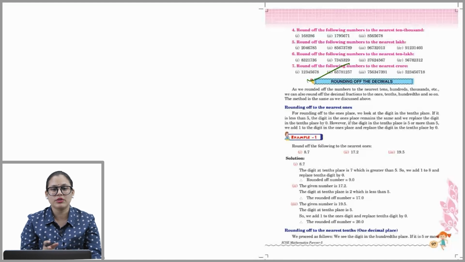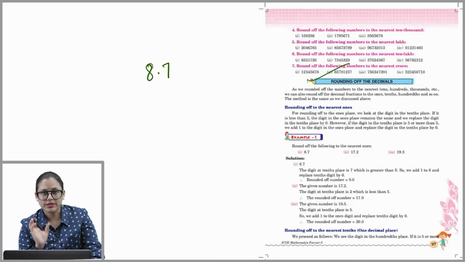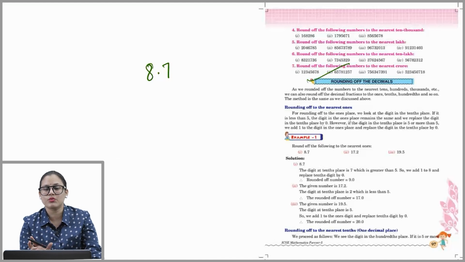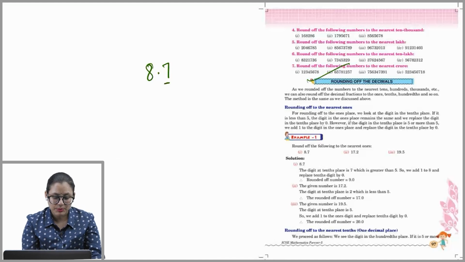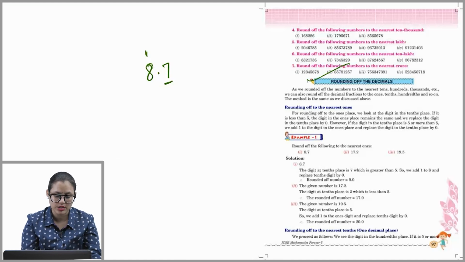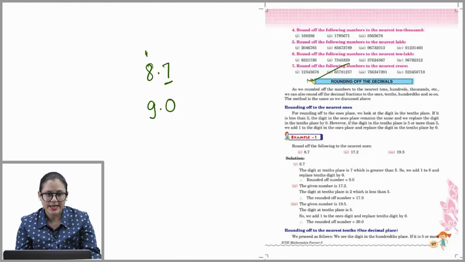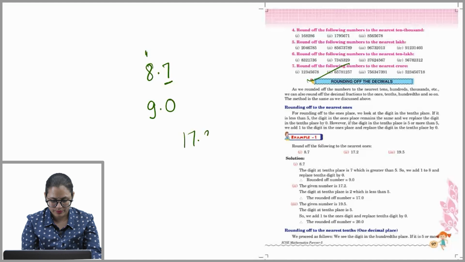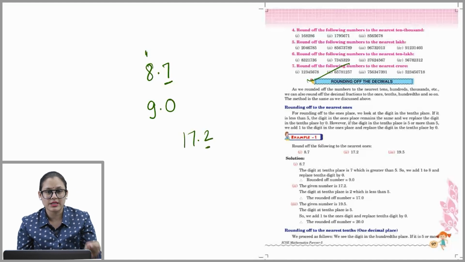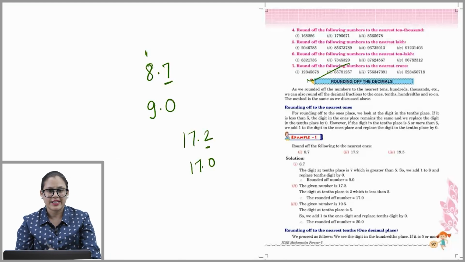We have to round off the following to the nearest ones. 8.7. So to the nearest ones we have to round off. So digit at 10th place is a 7, which is greater than 5. So we will add 1 to 8, that is, it will become 9 and we will replace 7 by 0. Okay. Next is 17.2. Okay, 2 is less than 5, so we will replace 2 by 0 and 17 will be 17.0.